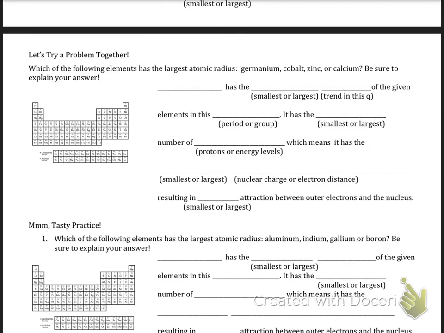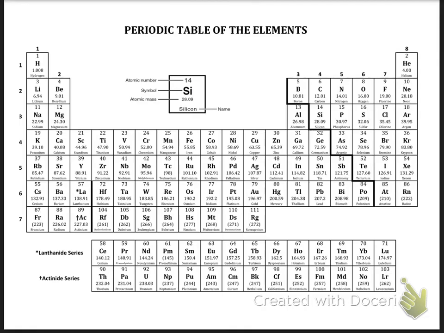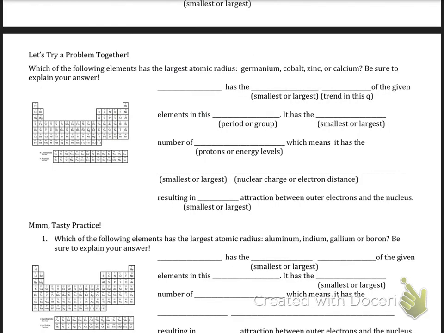The question says, which of the following elements has the largest atomic radius between germanium, cobalt, zinc, or calcium? So you need to find these elements, and it's all dependent on whether they are in the same column or the same row. So if you go back to your periodic table, you can probably find it. Here's calcium, here's cobalt, here is zinc, and here is germanium. So you can spot those 4. Let me just do a quick coloring here so you can see it. You're just trying to get a generic idea here. You can see that they are all in the same row.